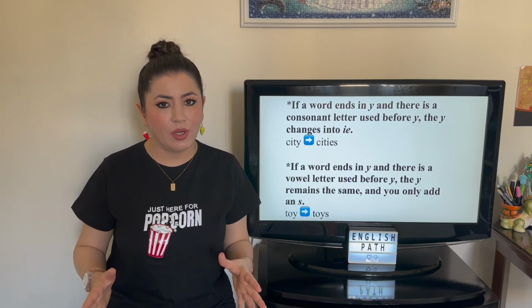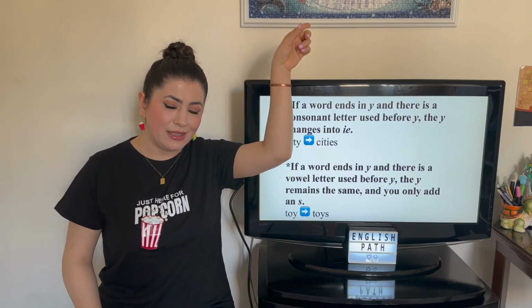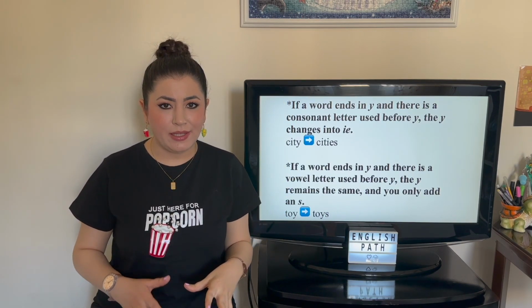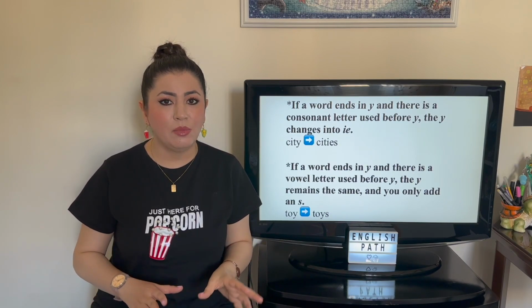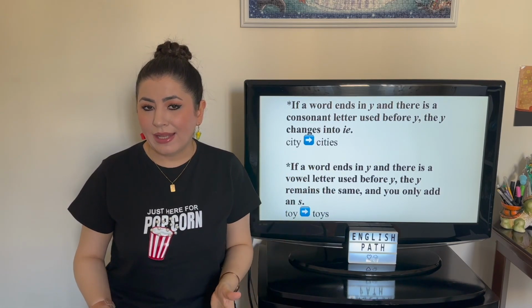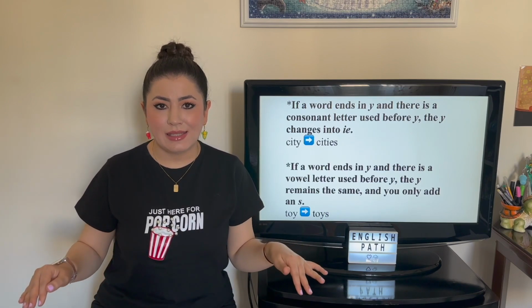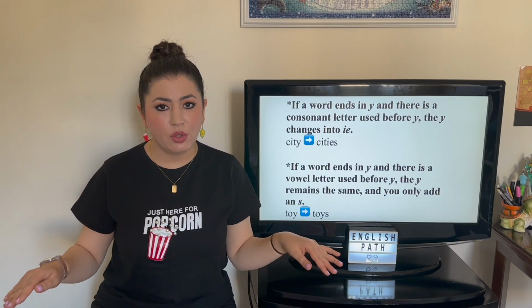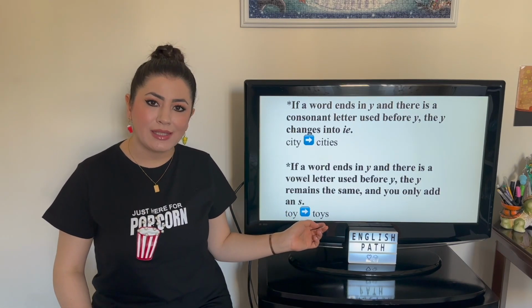If you don't know what consonants and vowels are, just watch my previous video, which is linked here. And in it, I explain everything about the English pronunciation, including vowels, consonants, syllables, and intonation. And if a noun ends in Y and there is a vowel letter before Y, the Y remains the same. So you don't make any changes to the word, but adding S. So like toy, toys.